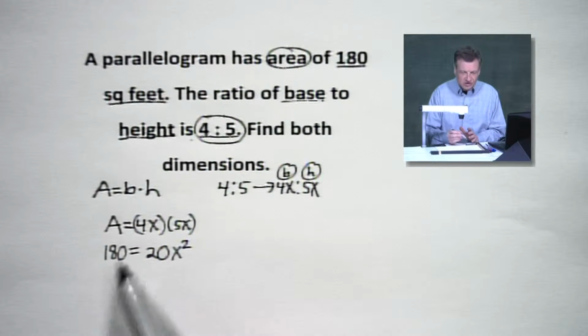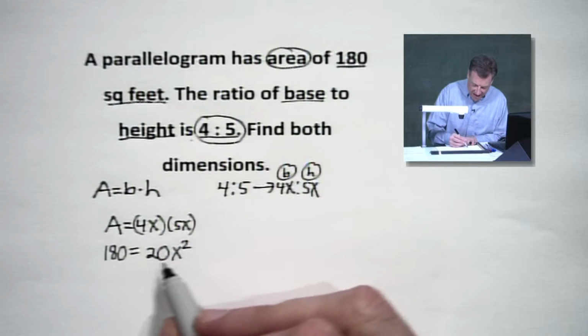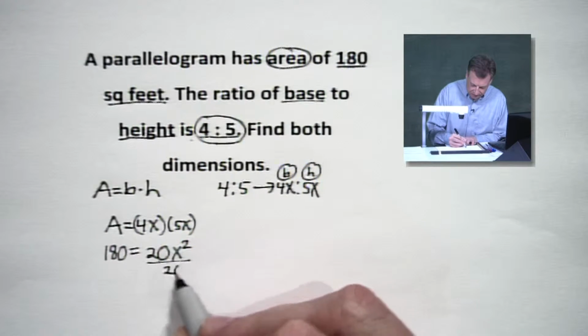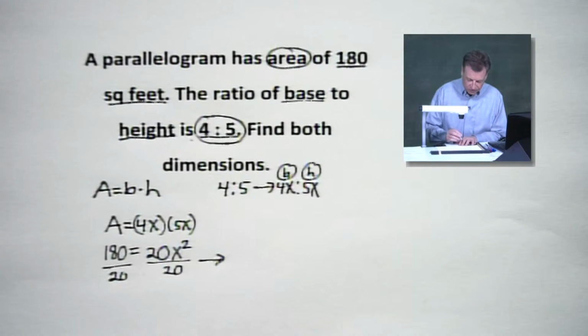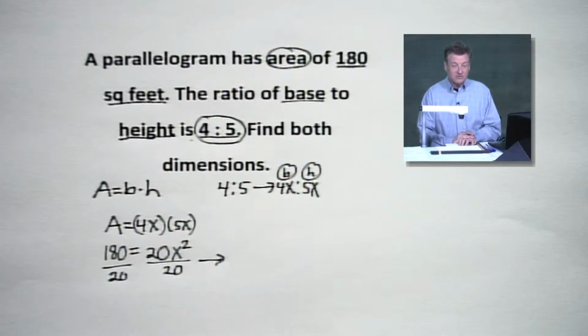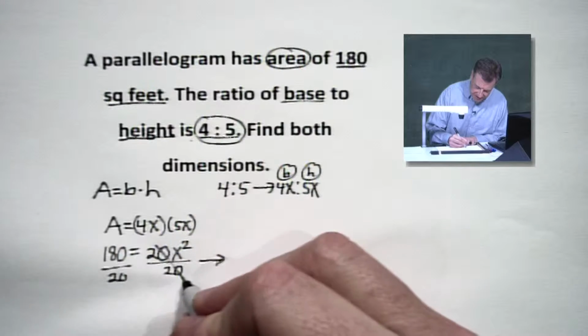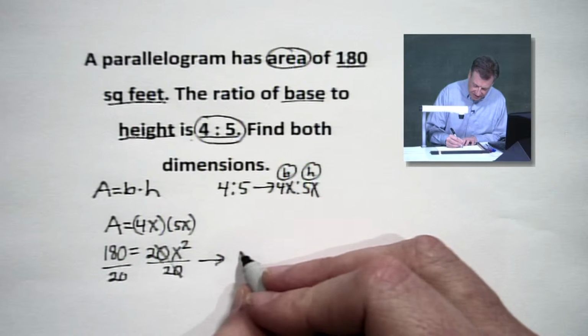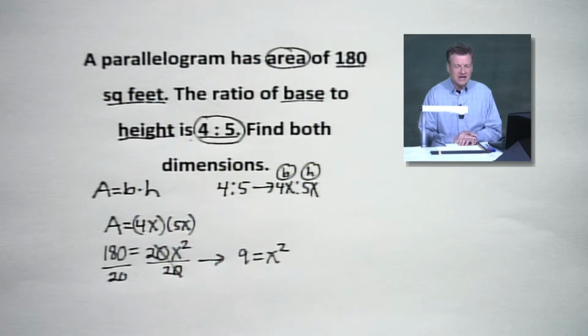Now we're ready to do a little solving on this problem. We're ready to figure out what to do. We're going to divide both sides by 20. And what this does for us, wow, 20 divides into 180. Look at that, 2 going into 18, goes 9 times, and the zeros cancel. That was pretty easy. And the 20s say goodbye to them. So basically, it looks like 9 equals x squared. All right, 9 equals x squared.